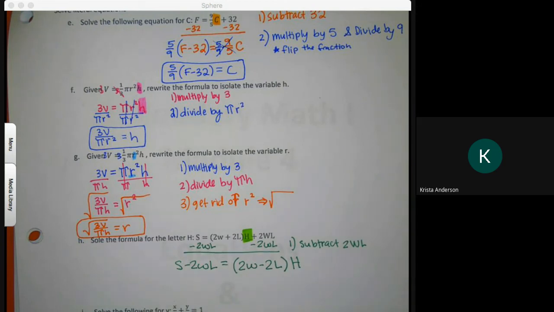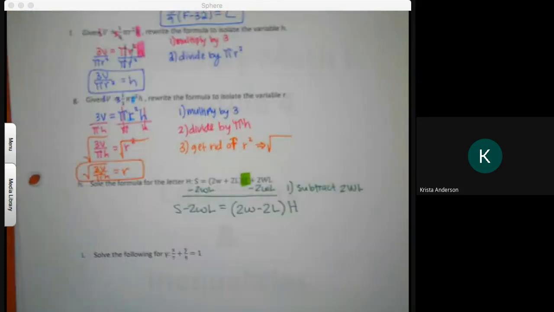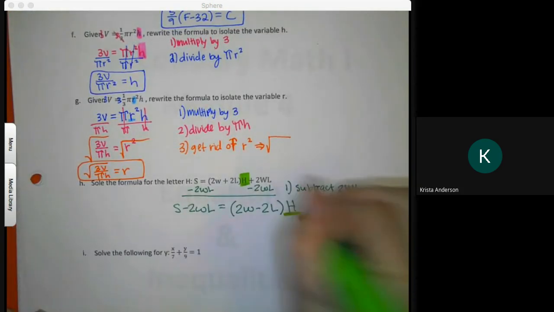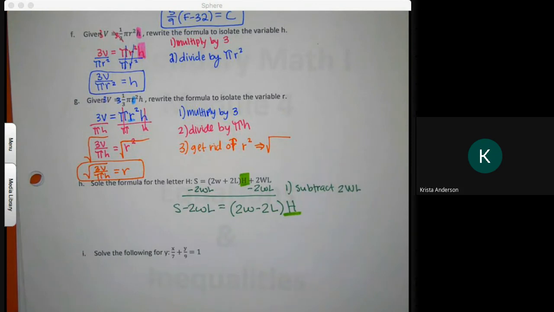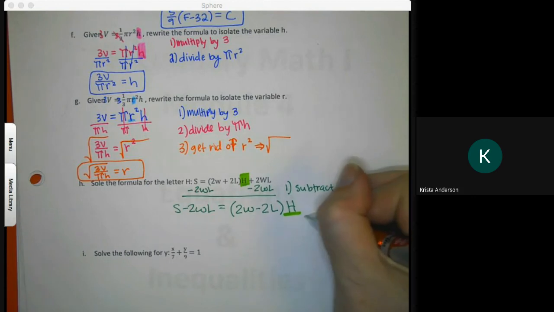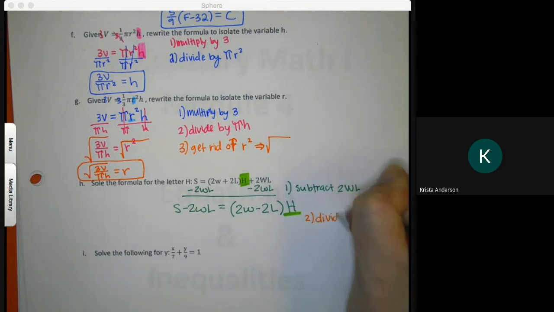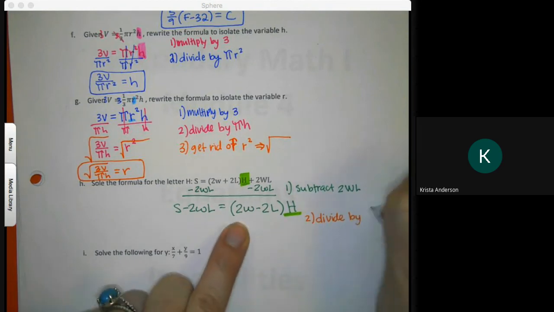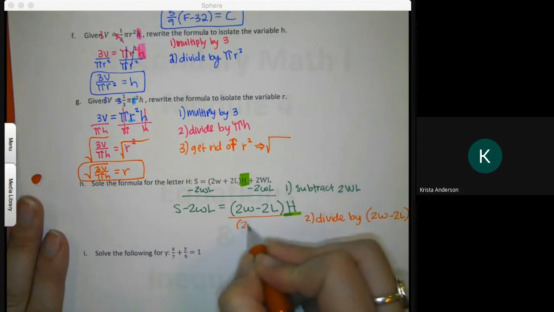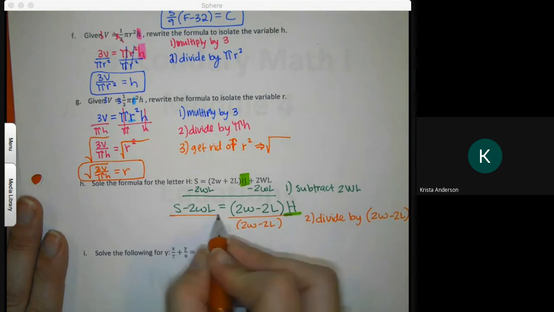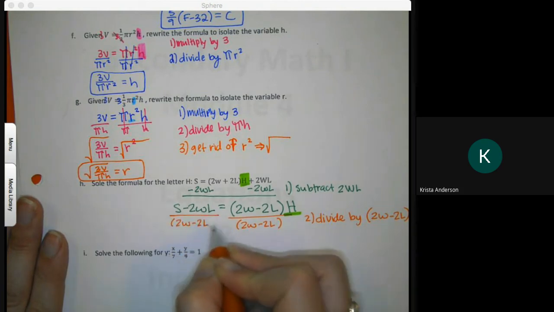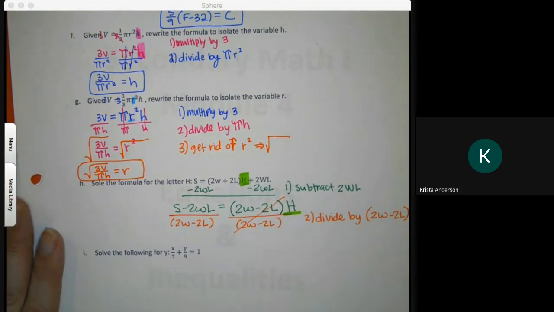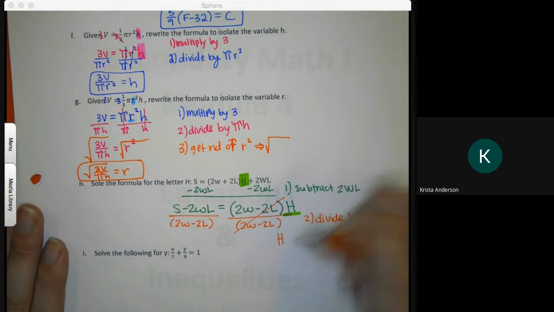Now this is going to surprise you. We only have one more step, and then we're done. How is H attached to the 2W minus 2L? It's being multiplied by it. How do I undo multiplication? Divide by what I do not want. So I'm going to divide by 2W minus 2L. That will cancel that out. H will be alone.